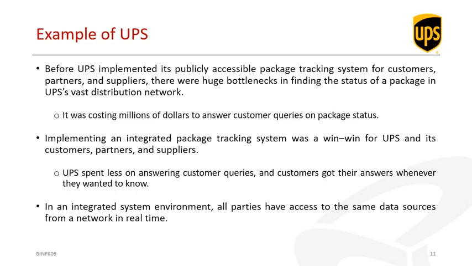The overall strategic business objectives addressed by UPS information systems aim to deliver the best service at the lowest rates. Strategic business objectives normally involve saving costs to improve service quality and increasing level of output. In an integrated system environment, all parties have access to the same data source from a network in real time.